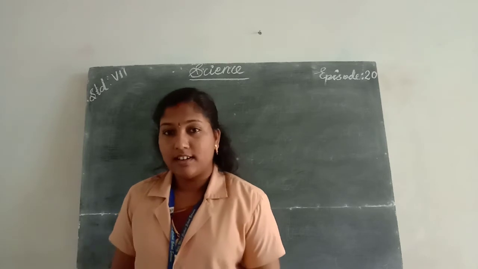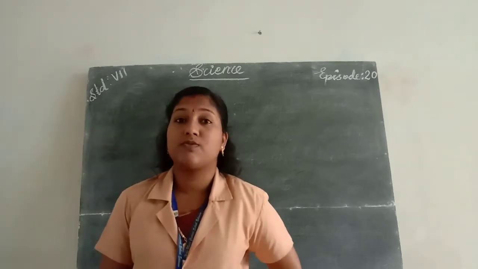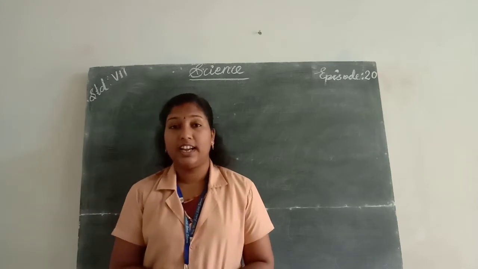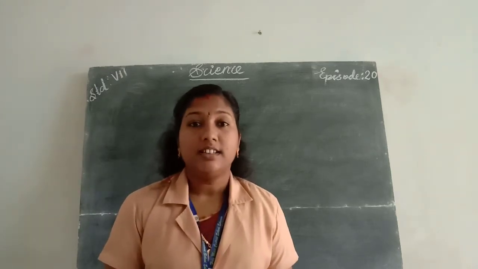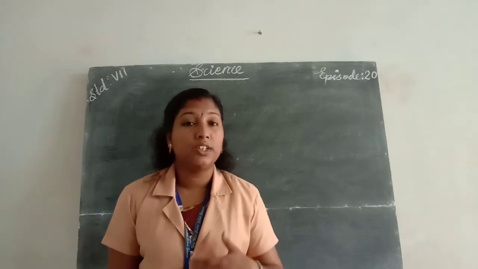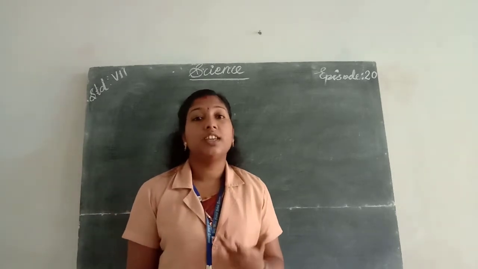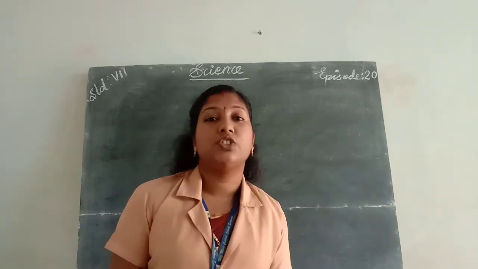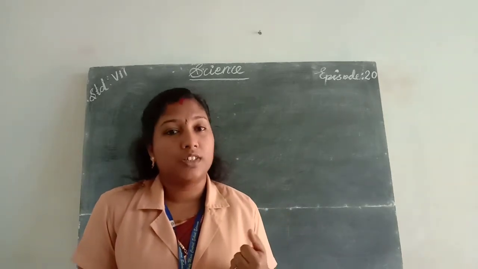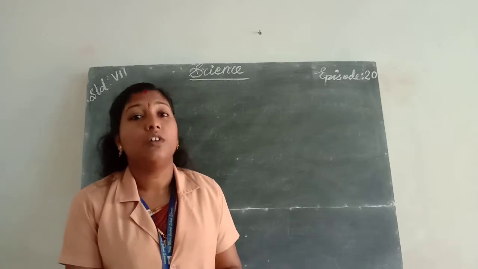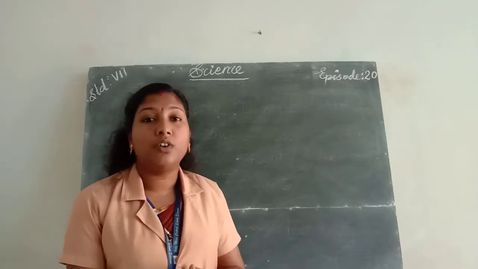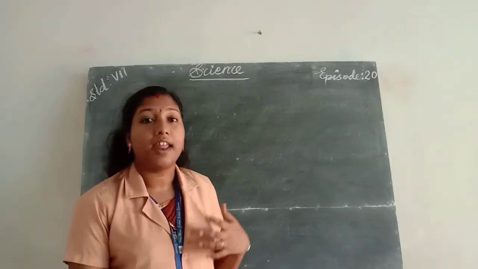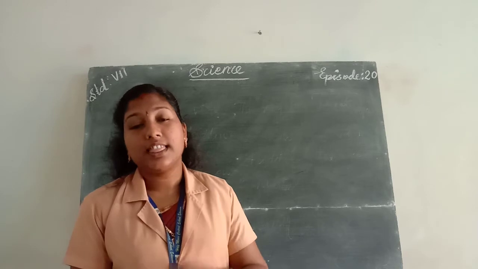Okay, then what did we learn in the previous classes? Yes, we learned about indicators. What are indicators? Indicators are the substances which are used to test whether a solution is acid or base. So we learned about two types of indicators: natural indicators and synthetic indicators.